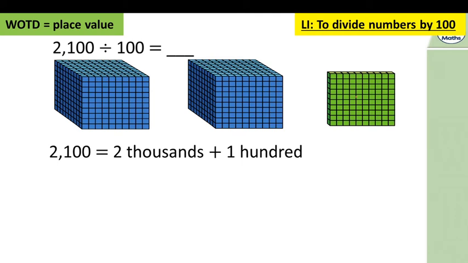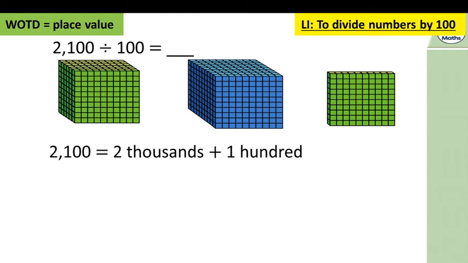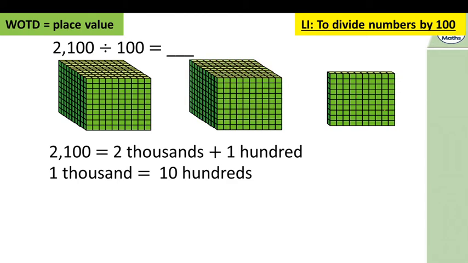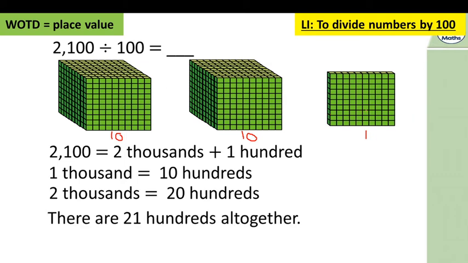And let's just have a look at what makes up that 1,000. So we have 1, 2, 3, 4, 5, 6, 7, 8, 9, 10 hundreds in that 1,000. So yeah, 10 hundreds is 1,000. And we have 2 of those. And we have this extra 100 here. So I've got 10 hundreds there, 10 hundreds there, and 1 there. So 20 hundreds in the 2,000. Then I've got an extra 1 there. So there are 21 hundreds altogether. So 2,100 divided by 100 is 21.